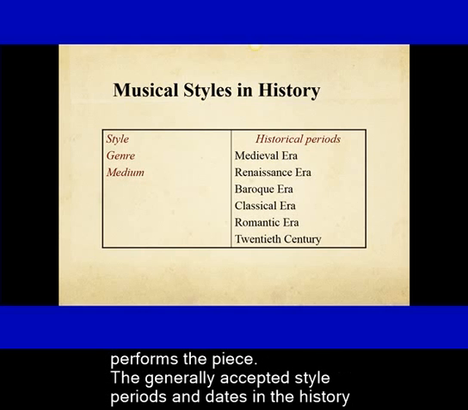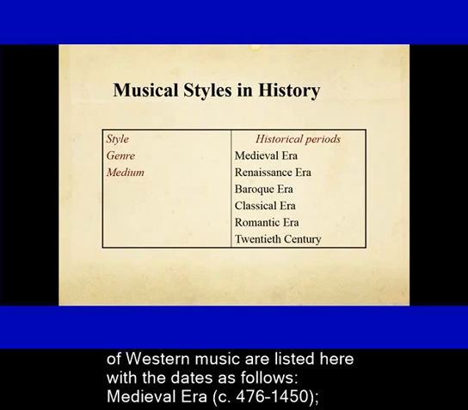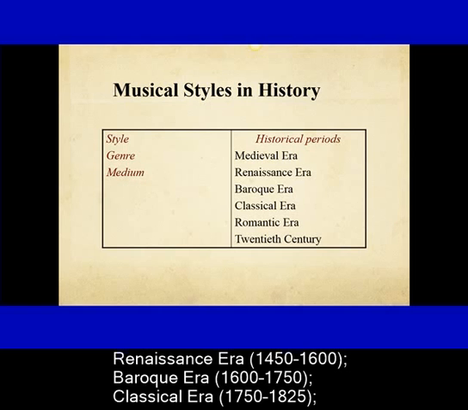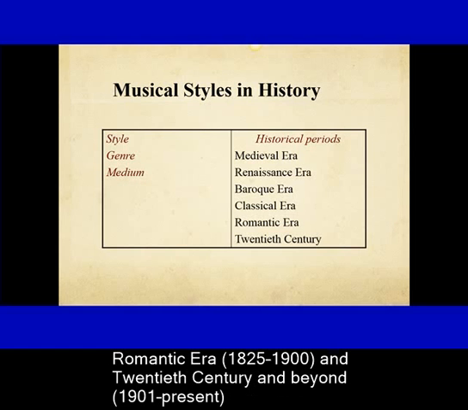The generally accepted style periods and dates in the history of Western music are listed here. The dates are as follows: Medieval era, approximately 476 to 1450. Renaissance era, 1450 to 1600. Baroque era, 1600 to 1750. Classical era, 1750 to 1825. Romantic era, 1825 to 1900. And 20th century and beyond, 1901 to the present.